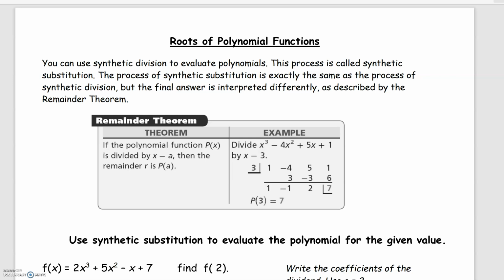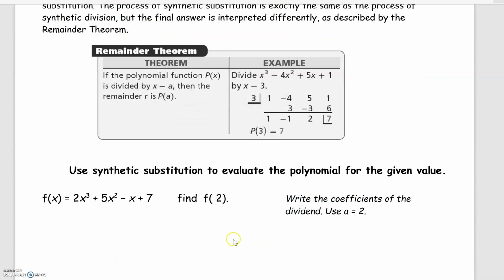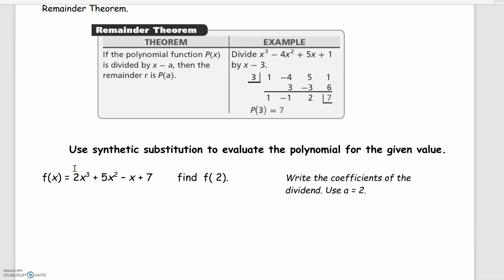In this video lesson, we are going to be finding roots of polynomial functions. So you can use synthetic division to evaluate polynomials. This process is called synthetic substitution. The process of synthetic substitution is exactly the same as the process of synthetic division, but the final answer is interpreted differently, as described by the remainder theorem. So we can use synthetic substitution to evaluate the polynomial for the given value.